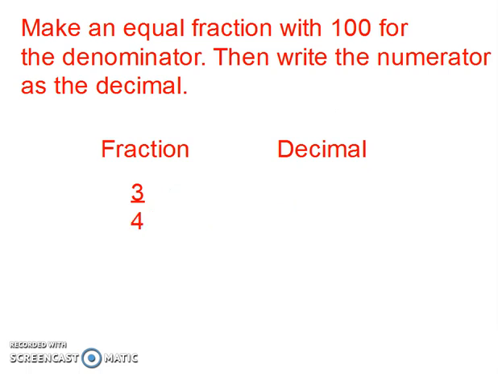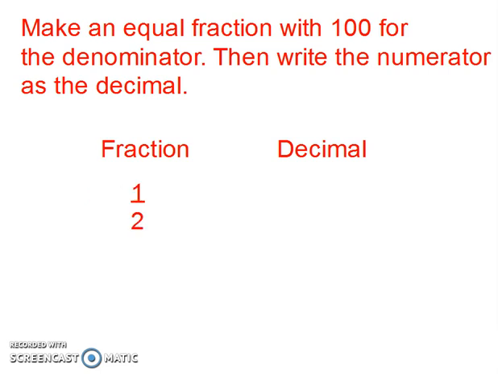Try another one, 3/4. Same thing, I'm trying to get it to 100 if you don't have this one memorized yet. What times 4 equals 100? 25. Because there are 4 quarters in a dollar. So I'm going to take 3 times 25, 25, 50, 75. So if this is 75 hundredths, I'm writing it as 0.75.